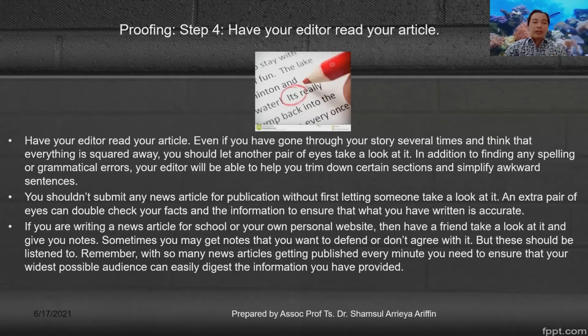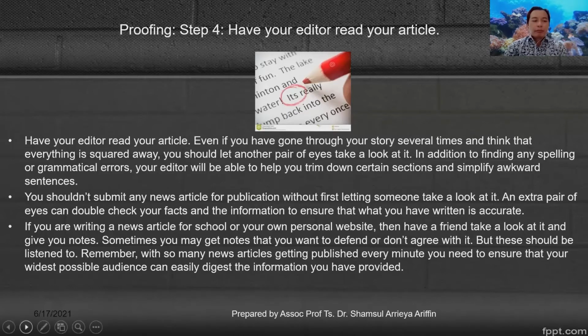You shouldn't submit any news article for publication without first letting someone take a look at it. An extra pair of eyes can double check your facts and the information to ensure that what you have written is accurate. If you are writing a news article for school or your own personal website, then have a friend take a look at it and give you notes. Sometimes you may get notes that you want to defend or don't agree with. But this should be listened to. Remember, with so many news articles getting published every minute, you need to ensure that your widest possible audience can easily digest the information you have provided.